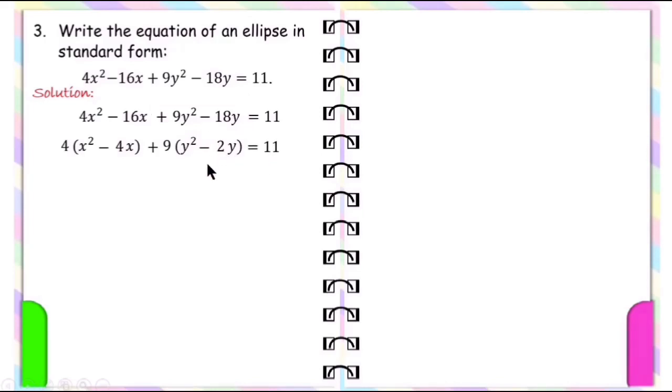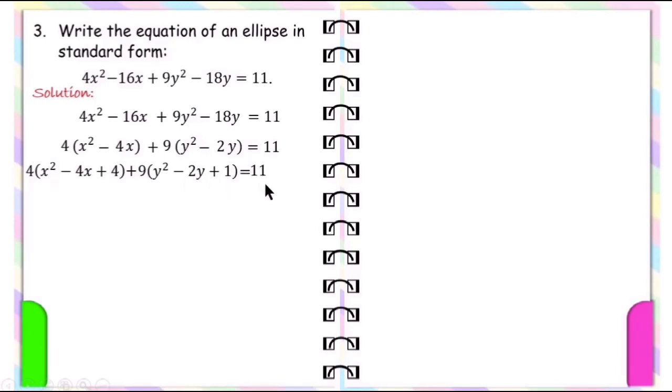We can now complete the square in x. We take half the coefficient of x, which is -4, so -4 divided by 2 is -2, and square it, so (-2)² is +4. Plus complete the square in y. Take half of -2, which is -1, and square -1. (-1)² is +1, and this is equal to 11.